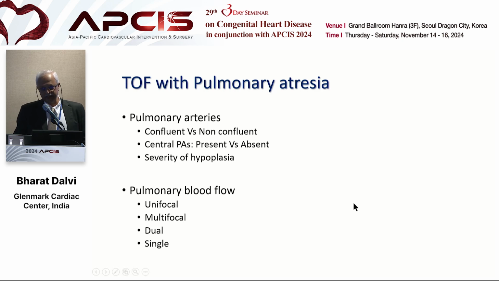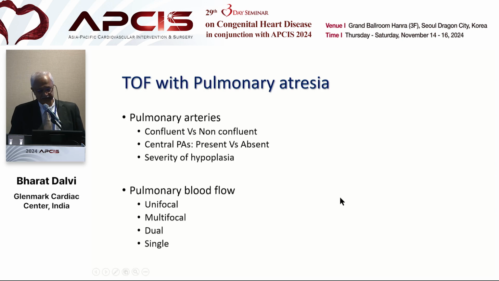Pulmonary arteries: the 3 features that you need to know when you are describing the morphology to the surgeon are whether they are confluent or non-confluent, whether the central pulmonary arteries are present or absent, and if they are present, are they hypoplastic, and what's the severity of hypoplasia, because this is what is going to determine the management strategy for these patients.